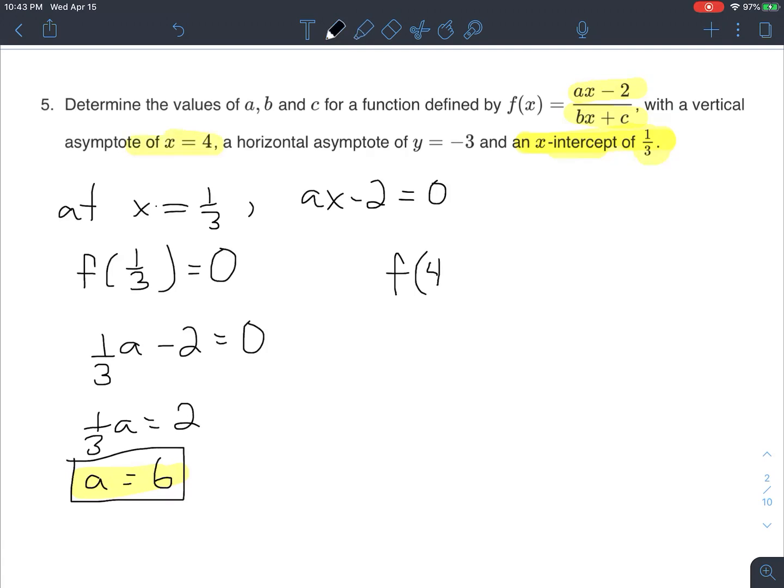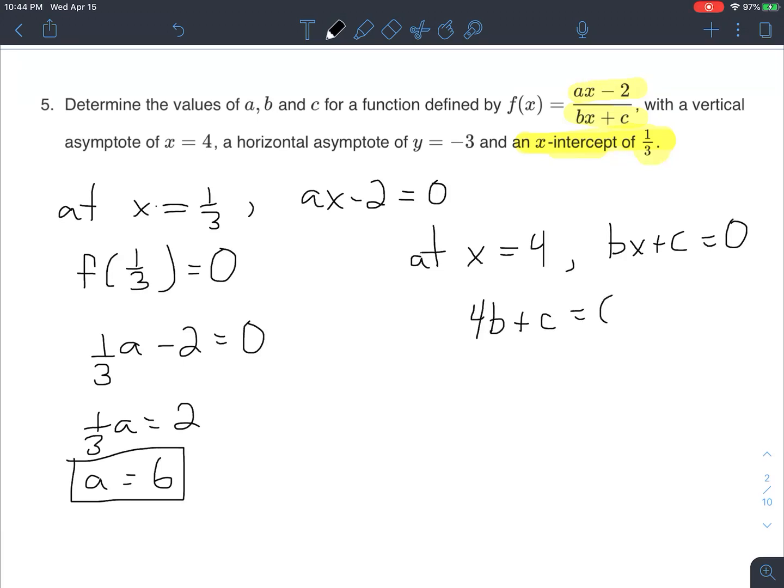So f of 4 can't equal 0, it has to equal 1 over 0, but that's undefined, so that's not exactly something I want to put. I'm going to say at x equals 4, bx plus c has to equal 0. So let x equal 4, that means b times 4 plus c has to equal 0. We're going to save that as equation number 1. And what else do we have here?